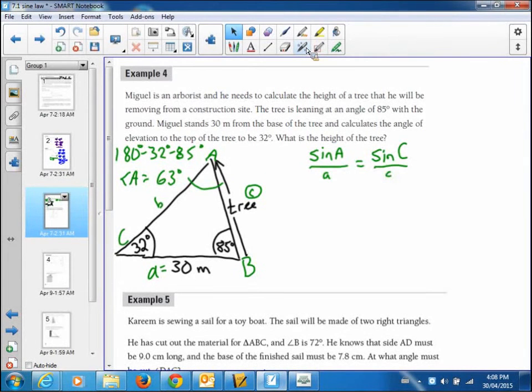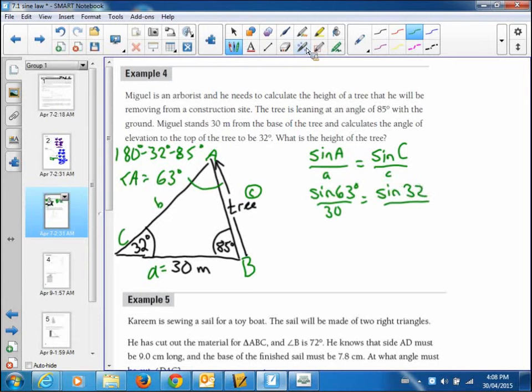Let's put in some numbers into this. Sine of 63 over 30 meters is equal to the sine of 32 over the letter C, that's the height of the tree. Get your decimal numbers for that, work away. Cross multiply, divide. 17.8 meters.